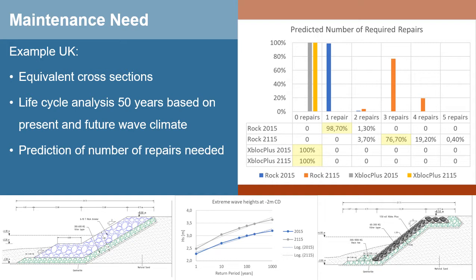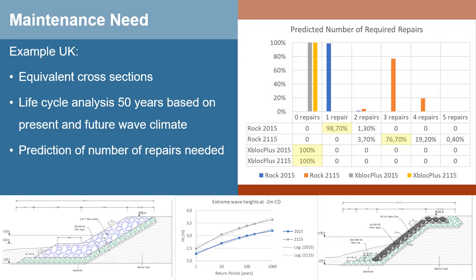And in the middle, at the bottom, you see the design wave climate. The blue line shows the present-day wave climate, and the gray line shows the predicted design wave climate in 100 years. We've used these wave climates to determine every year the expected damage in the armor layer during a Monte Carlo simulation. And we've summarized that in the table at the top.